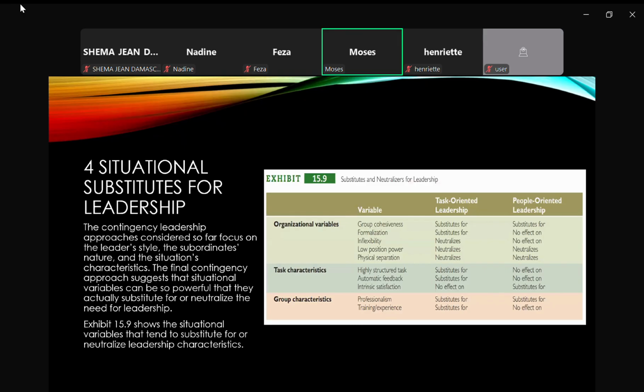And the final one is the situational substitute for leadership. This model suggests that there are some variables that may make the need of the leader unnecessary. So there might be some circumstances where the leader is unnecessary. There might be some conditions that might substitute a leader.